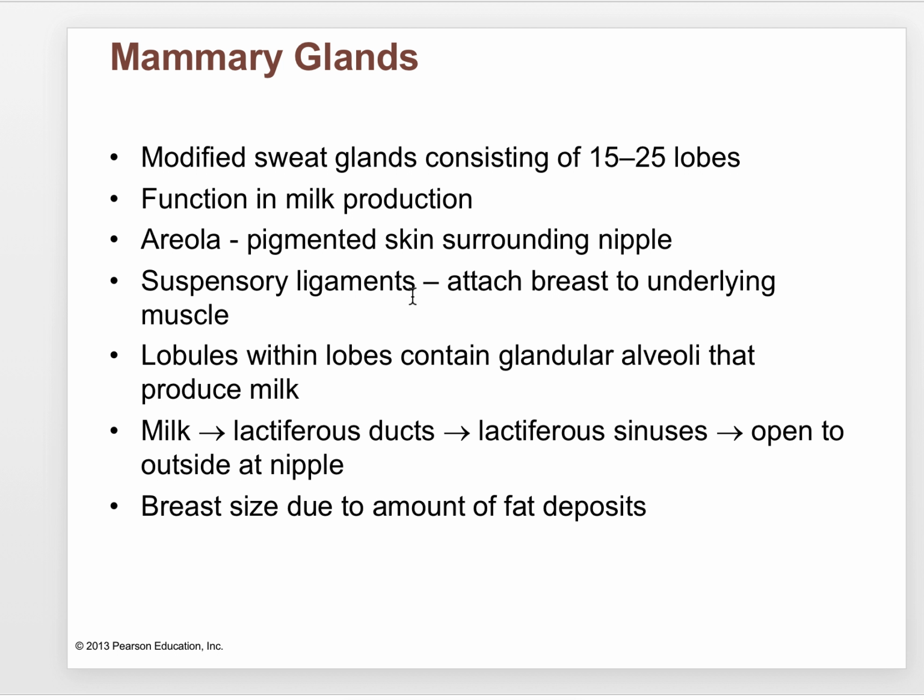Now, let's talk about the mammary glands. Basically, the mammary glands are modified sweat glands. There are 15 to 25 lobes. Their function is to produce milk.